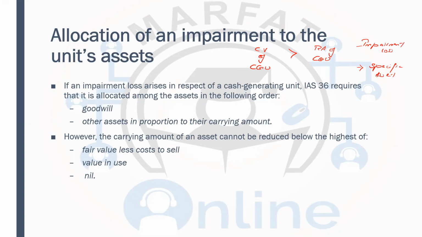First of all, you are going to charge impairment to those specific assets which can be seen directly to be impaired. Then the impairment will be charged to the goodwill, and then to other assets on a pro rata basis. Now, pro rata means the percentage basis. We'll be doing many examples in a while.